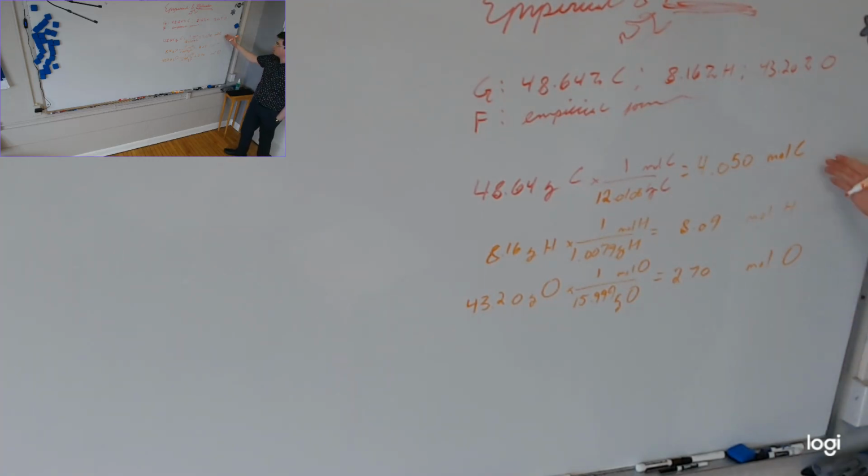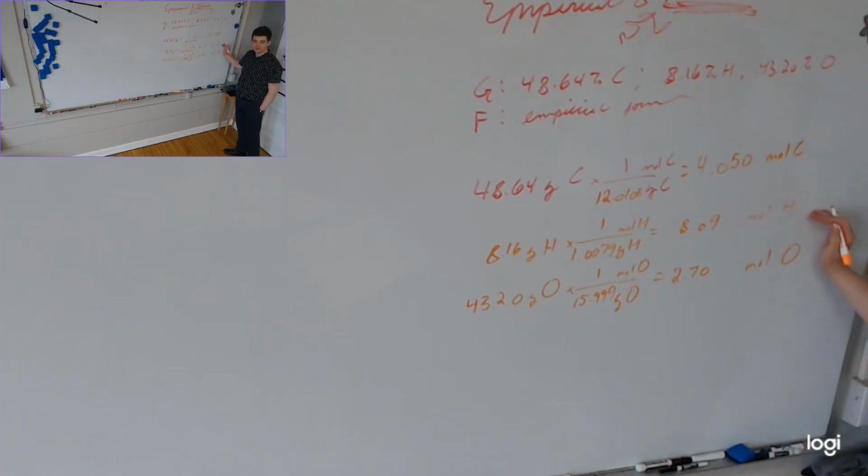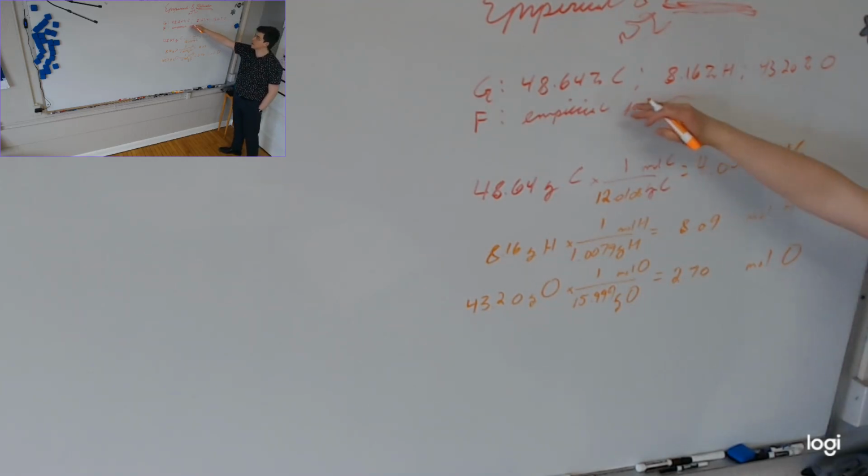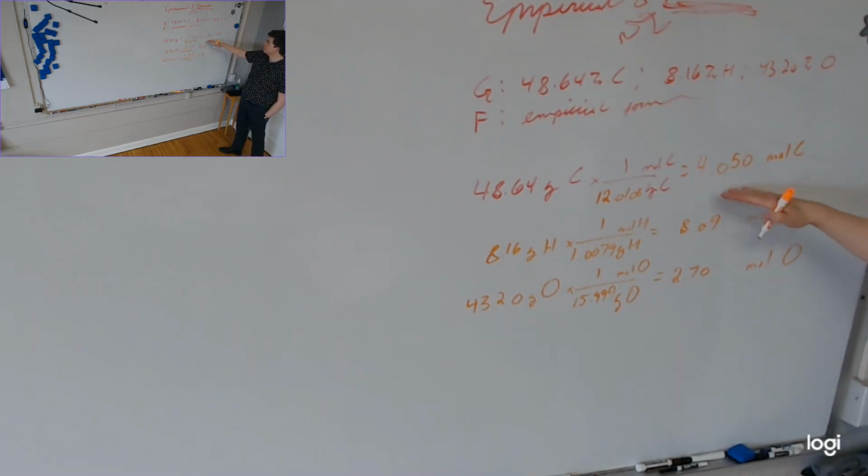So now we have all of these in moles, right? We know that if there were 100 grams of this substance, why did I pick that number at random? Well, because we started out with percentages. I automatically switched each percent to grams. So if I had 100 grams of this substance, in it would be 4 moles of carbon, about 8 moles of hydrogen, about 2.7 moles of oxygen.